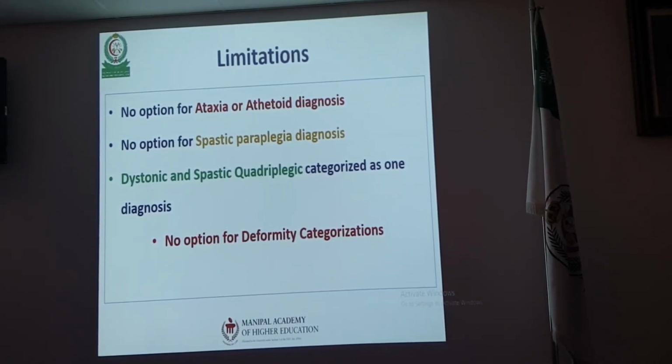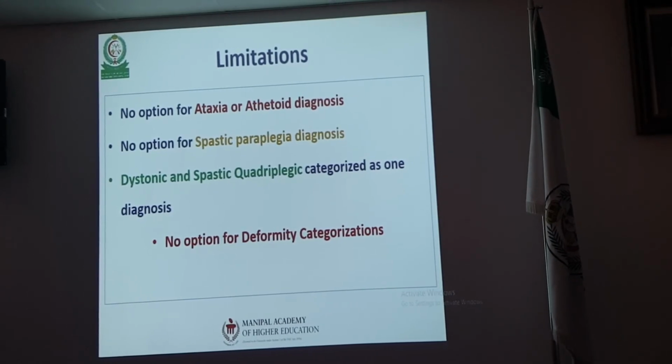However, it is my opinion that they could have categorized dyskinesia as a separate category and spastic quadriplegia as a separate category. But anybody who wants to dedicate their life can redesign the scale. Okay. But these are for those people who want to do research. These are the ideas I am sharing with you.